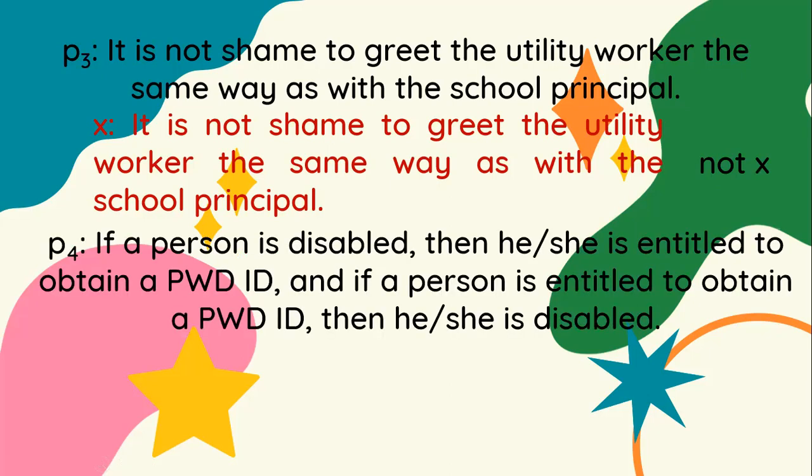Let's have P. Elumba. Francine? The one about he or she, UTID. Then next, if a person is entitled to obtain a PWD ID. Then he or she is disabled. Is that right?